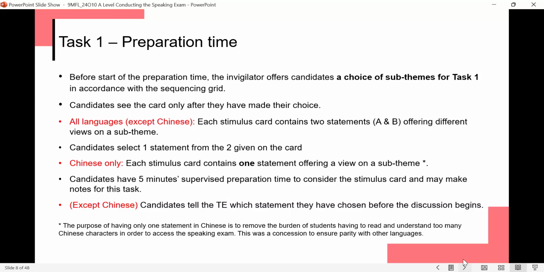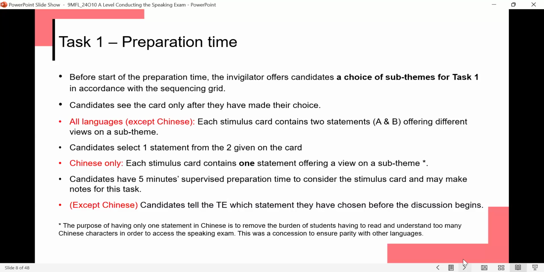So all languages, with the exception of Chinese, then have a card with two statements. There's statement A and statement B, and they offer different perspectives on the particular sub-theme. And candidates then need to choose either statement A or statement B. So they choose one statement from the two that are given on the card, and they only need to prepare to talk about one statement. Chinese is slightly different, and the card only has one statement, and it just offers that one view of this.